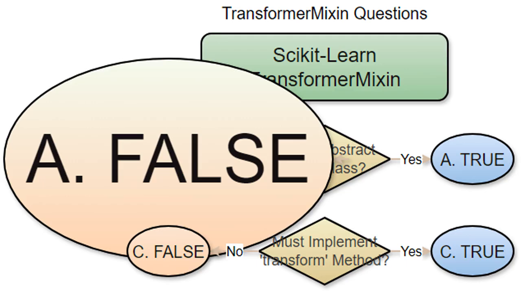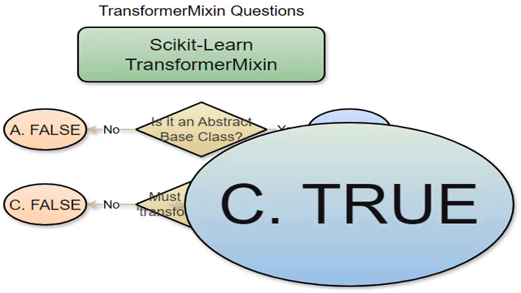Absolutely. The core purpose of TransformerMixin is to define the interface for data transformation. Therefore, any class inheriting from it must implement the transform method. This method is responsible for actually applying the transformation to the data. It's the fundamental action of a transformer. Correct, because the transform method is essential for data transformation, which is the whole point of TransformerMixin. Classes inheriting from it must implement it.